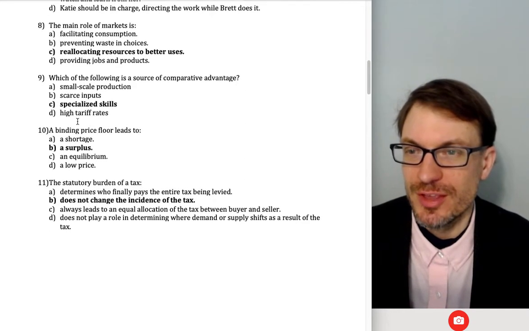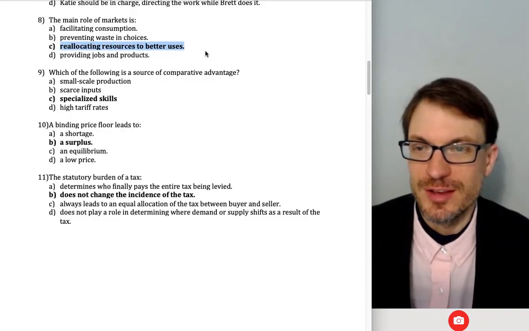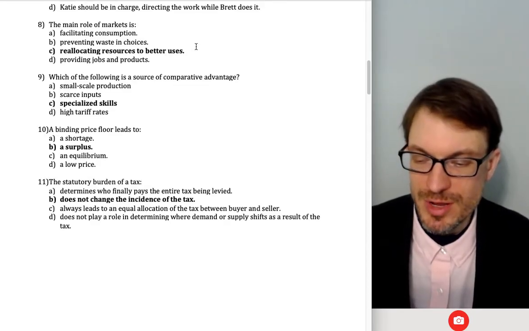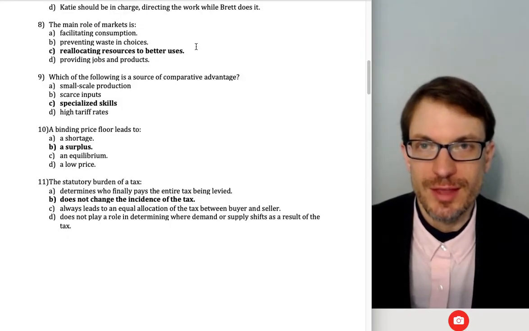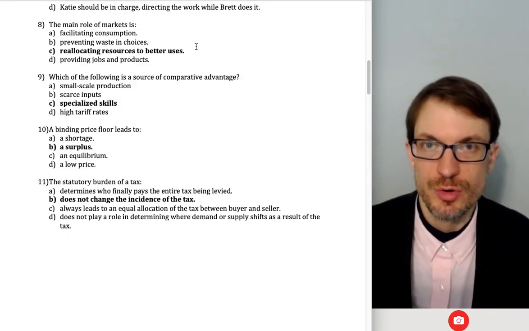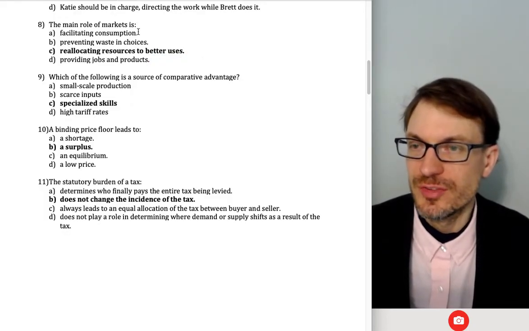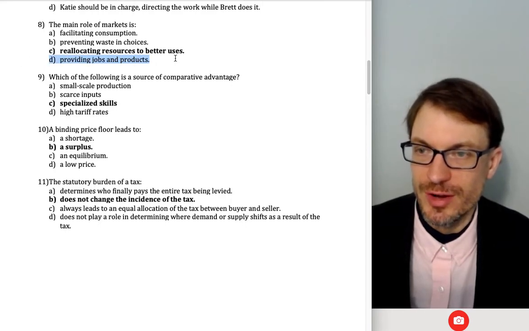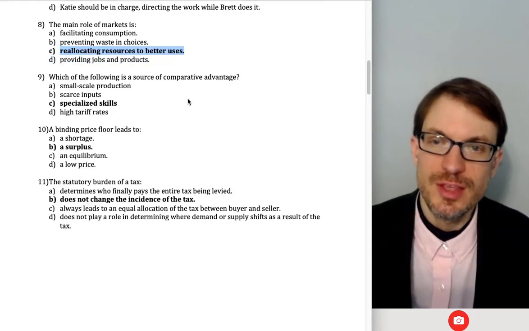Main role of markets is, let's see, reallocating resources to better uses. That's the idea. Efficiency is achieved at the competitive equilibrium, and the idea is that goods go to those buyers who value them most highly and are produced by the sellers who can do it at the lowest cost. In doing so, we're reallocating resources to better uses. It's not facilitating consumption, though that's ancillary, not preventing waste in choices, not providing jobs and products, though that is ancillary.